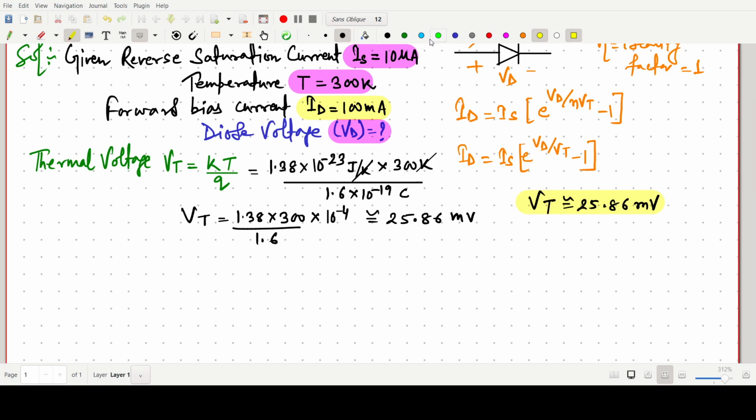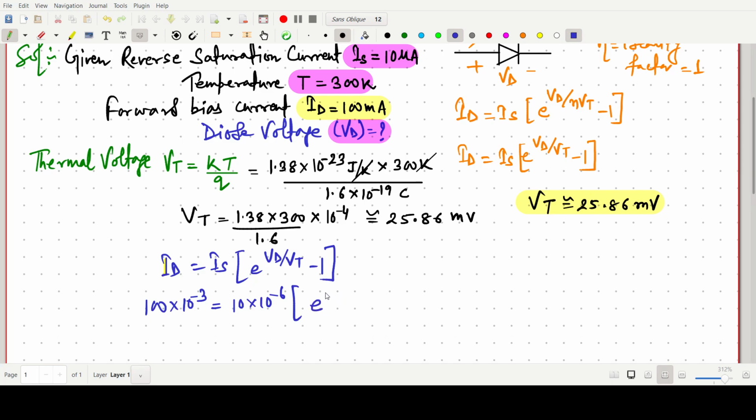Okay. Now we have to write the formula. So now we have to write ID equals to IS e to the power Vd by Vt minus 1. Okay. Now ID value is given, 100 milliampere. So one can write 100 into 10 to the power minus 3. And this one IS is also given, 10 micro. So 10 into 10 to the power minus 6.